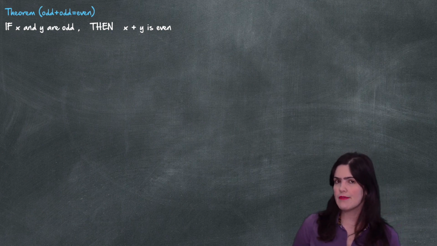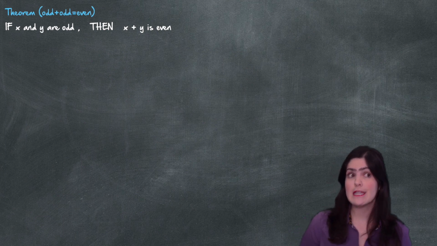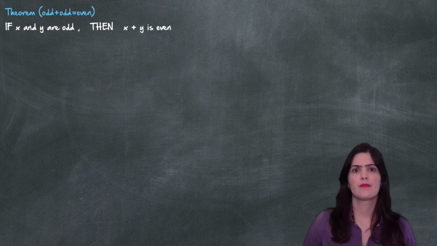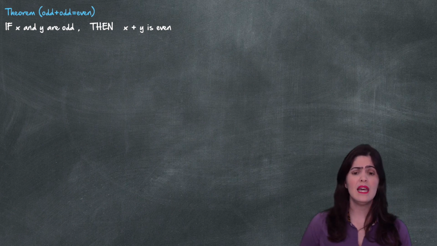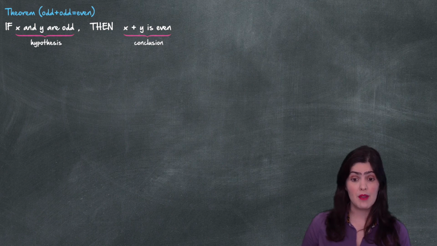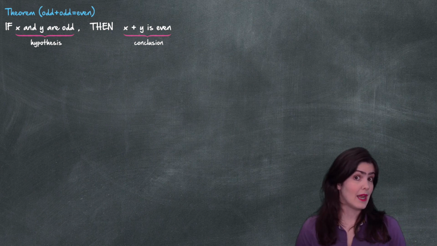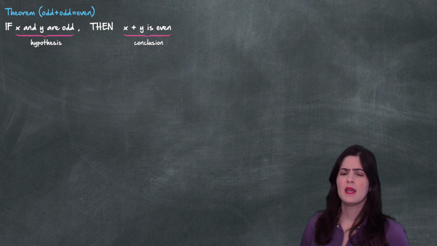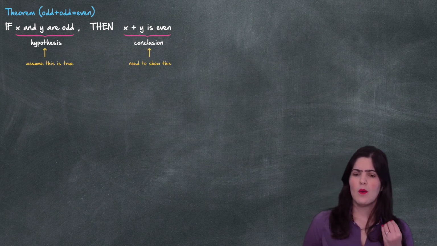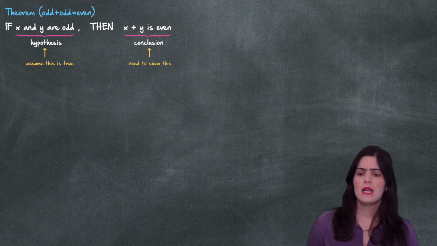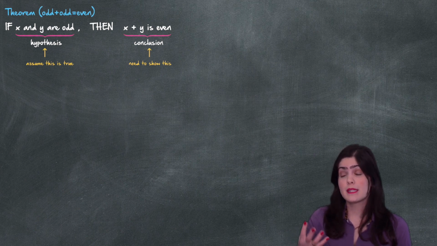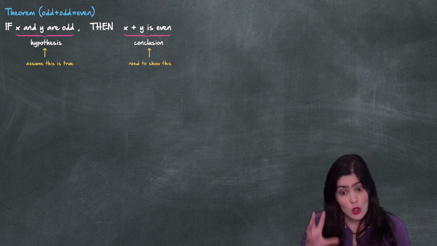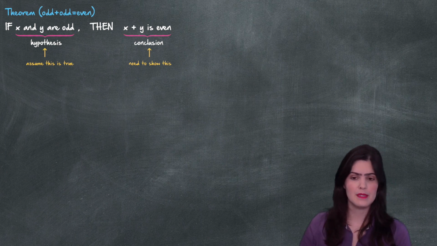And remember, here we have the hidden quantifier, right? For every integer x and y, if x and y are odd, then x plus y is even. And here we have two parts. We have the hypothesis, which is that x and y are odd, and we have the conclusion that x plus y is even. So the hypothesis is what I am going to assume is true, and the conclusion is what I need to show. That's my goal. That's what I want to get, assuming that the hypothesis happened.